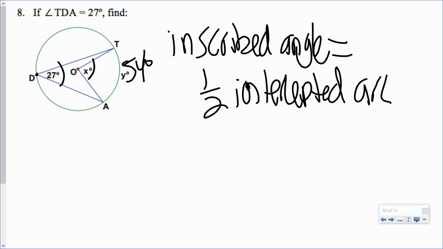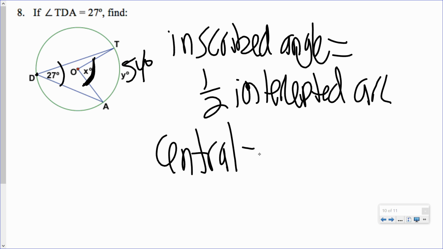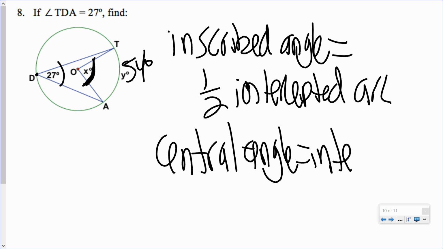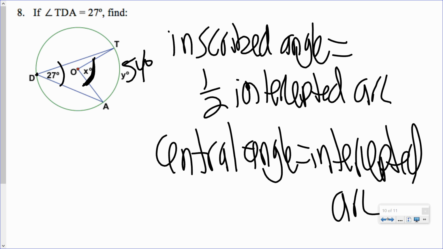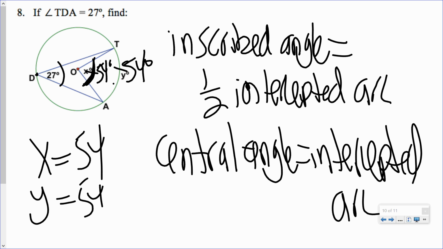Now it's asking for this. What type of angle is this? That's a central angle. Central angle is equal to the intercepted arc. So if this is 54, then this is 54, so x and y are both 54.